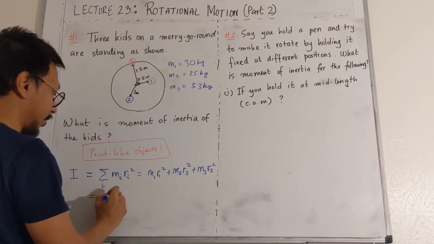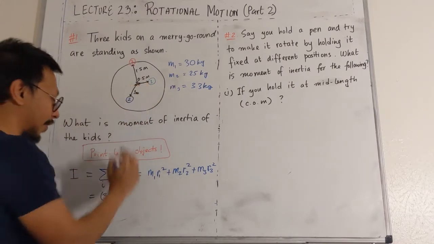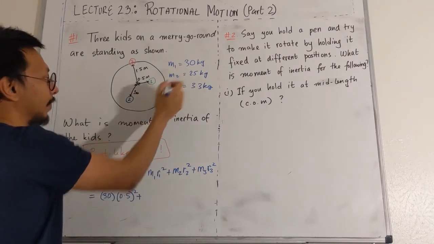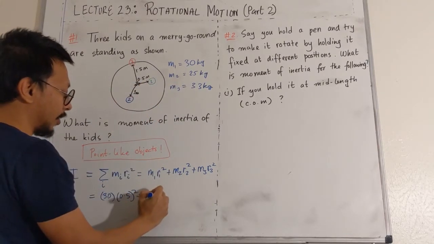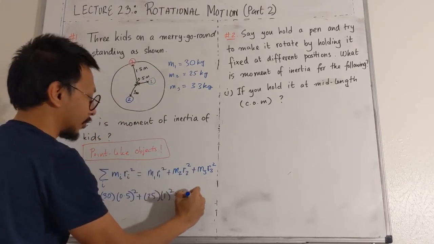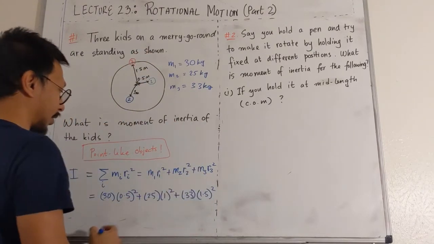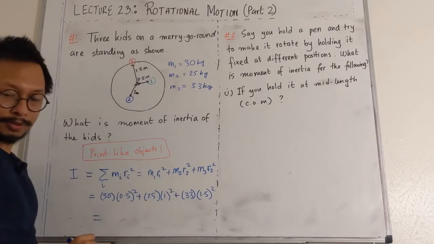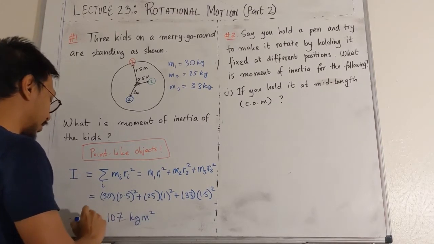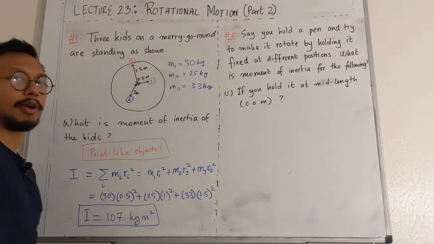m1 is 30 times the distance of 1 from the fixed axis, which is 0.5, so 0.5 squared, plus m2 is 25 times the distance, which is 1. So 25 times 1 squared, plus the third kid has a mass of 33, so 33 times the distance 1.5 squared. Therefore, moment of inertia is 107 kilograms meters squared. This is the moment of inertia of the kids going around in the merry-go-round.